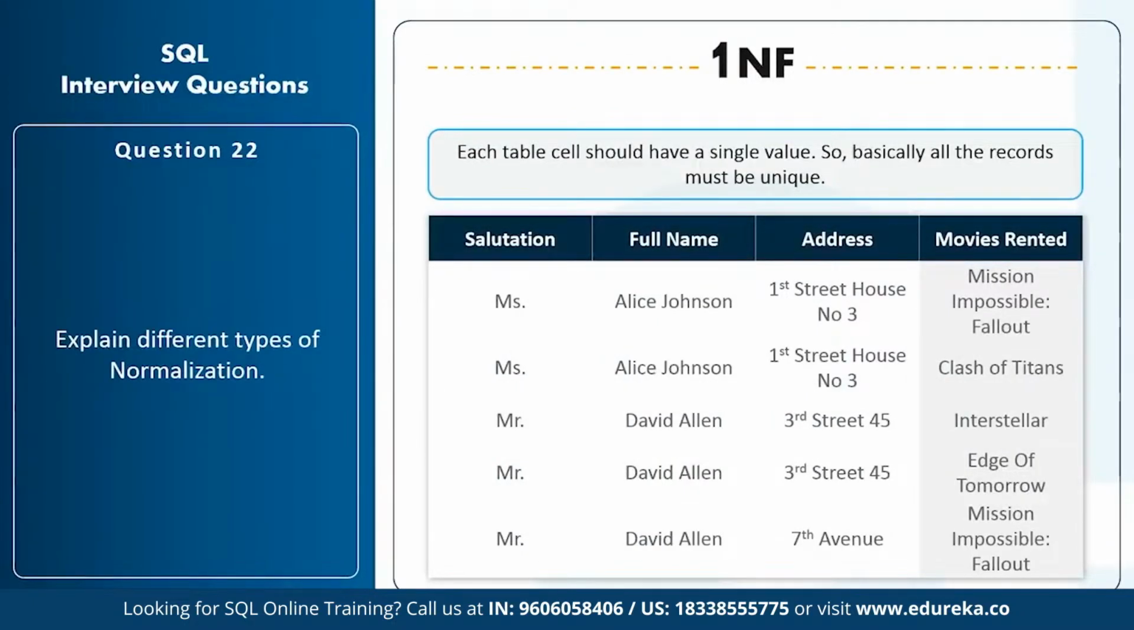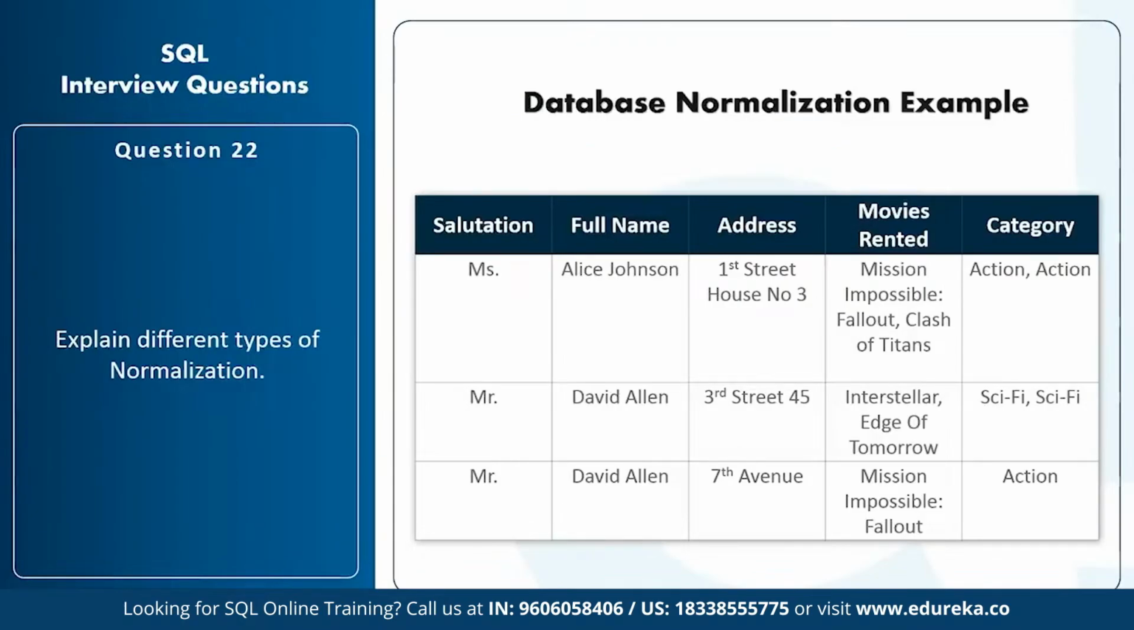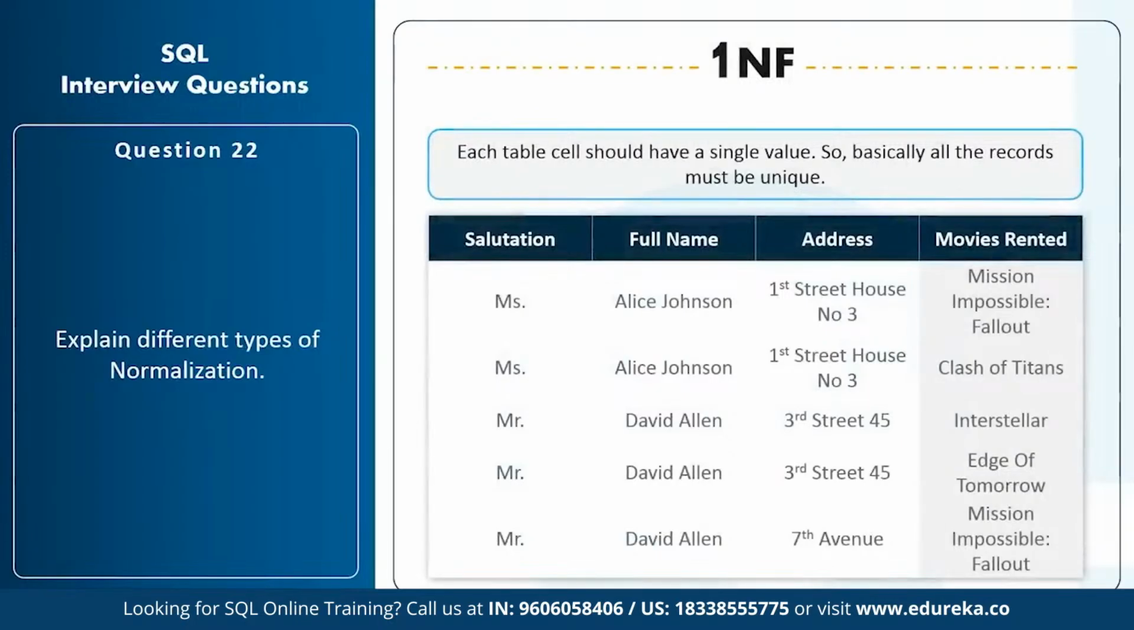So for a table to be in 1NF, you need to make sure that each table cell has a single value. So basically all the records must be unique. As you saw in this particular table, we had redundant values in the same record, right? So we're going to have each cell with a unique record. So we'll have records such as Miss Alice Johnson, First Street, house number 3, Mission Impossible, and the second record as Miss Alice Johnson, First Street, house number 3, Clash of Titans. Similarly, we'll have Mr. David Allen, 3rd Street, 45 with Interstellar, Mr. David Allen, 3rd Street, 45 with Edge of Tomorrow, and similarly, Mr. David Allen, 7th Avenue, Mission Impossible Fallout. So that's how basically you get your table into 1NF.